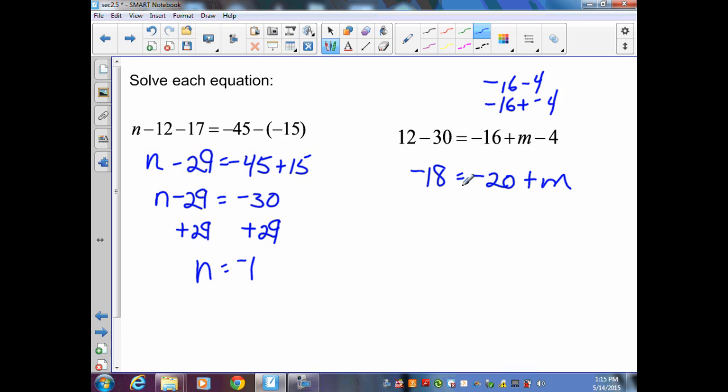Now I go to the variable side, which is the right side of my equation. I know that's a plus sign, but it's adding a negative 20. The inverse of a negative is a positive. A positive 20 on both sides. Equals, on the right side, the 20s will cancel, leaving me with m. On the right side, different sign, subtract, use the sign of the larger, positive 2.